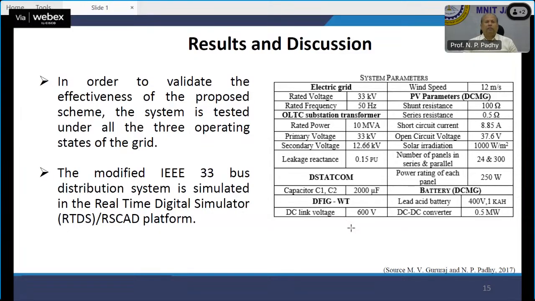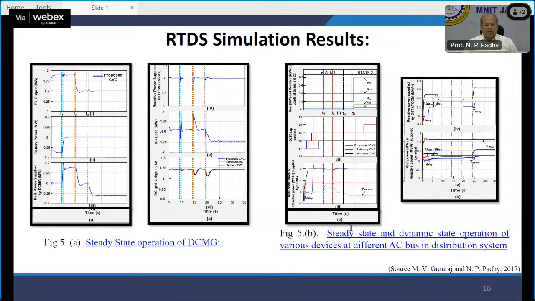So the modified IEEE 33 bus distribution system is simulated in the real-time digital simulator, that is the RTDS or RSCAD platform. Now these are the steady state operation of the DC microgrid. As you can see, they are for PV outputs, battery power, and real power supplied by the DC microgrid. You can see how all three are being managed. And the proposed CVCs, whatever the starting condition, become steady state after only a few cycles.